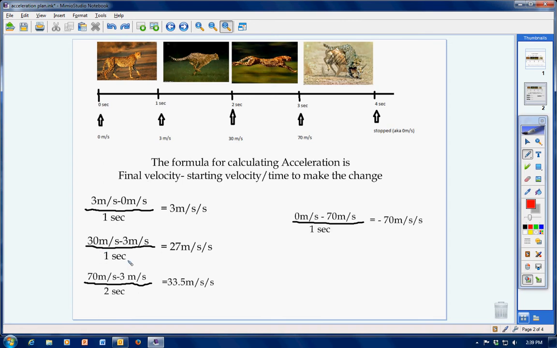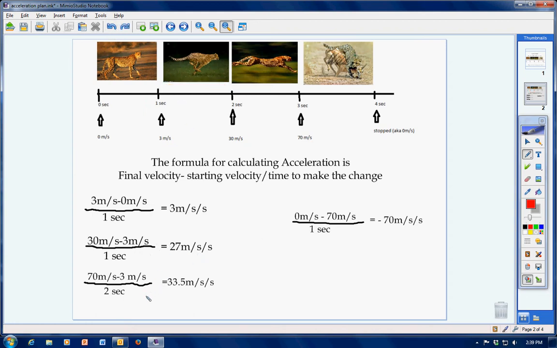So here, our next example problem is if we're going from this second here. That would be if you were taking 30 meters per second, which is our final velocity, minus 3 meters per second, that's our starting velocity, divided by 1 second, because even though it's the second, it's still only 1 second between these two spaces here. So that leaves us with 27 meters per second per second.